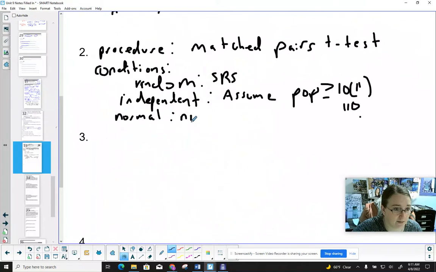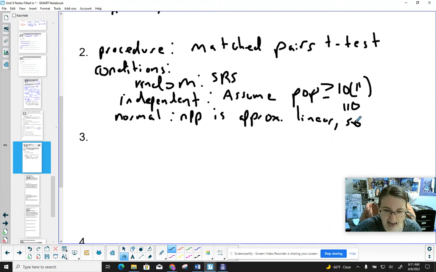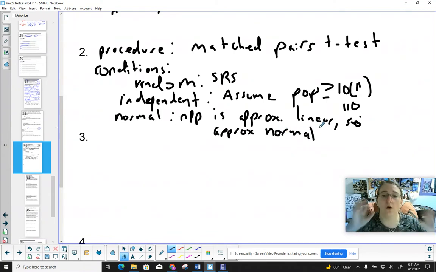Beginning to state that NPP is approximately linear, so it's approximately normal. Okay, there's our conditions. And once more, the only reason we had to do an NPP is because the n size was not big enough. If n is big enough, you're good.